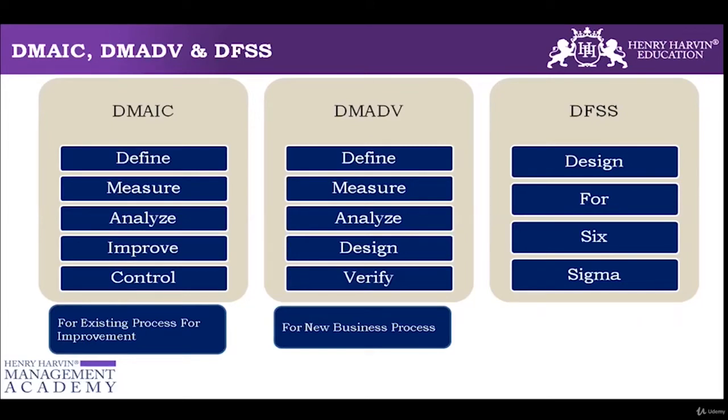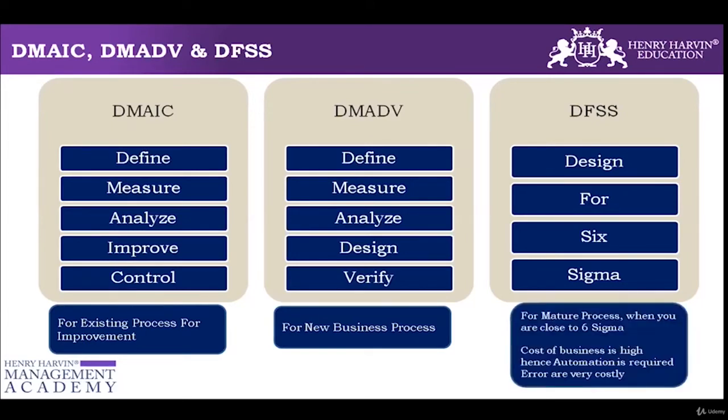The third approach is called DFSS. DFSS is to be done when the process is quite mature, when the process is running at 4 sigma level, when you have done a lot of improvements in the past.